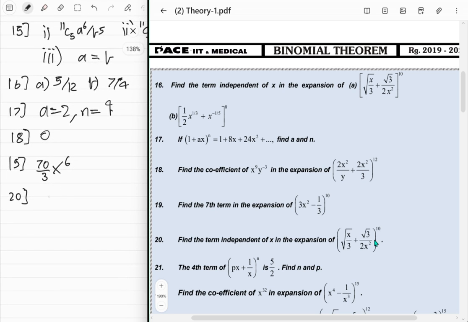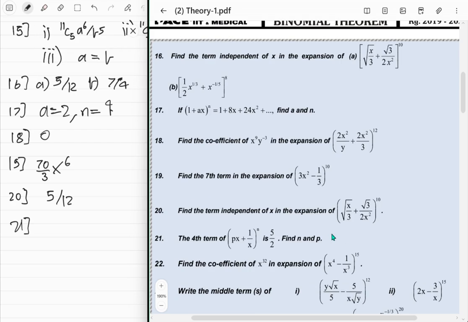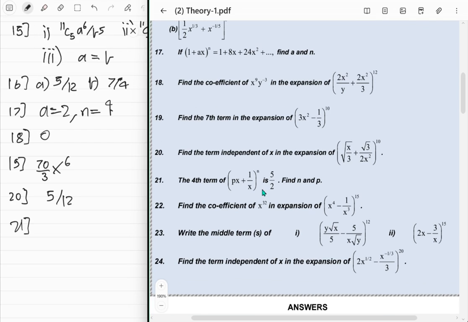So 16A and this thing is the same. 16A is just 5 upon 12, so it's the same thing over here, 5 upon 12. 21 now. 21 is the fourth term of this quantity.